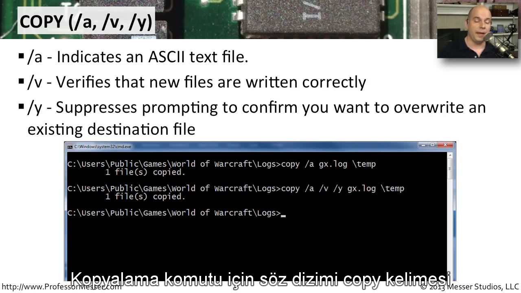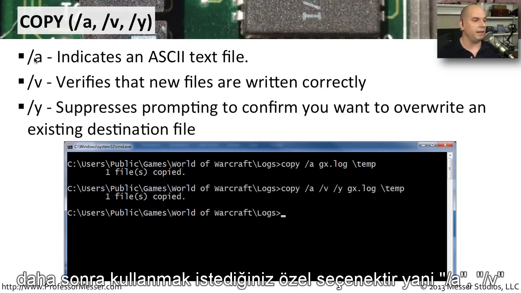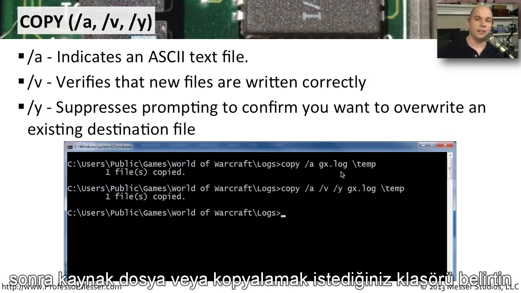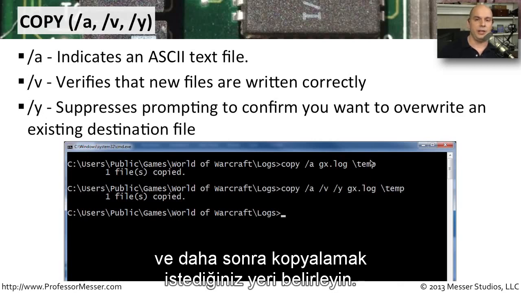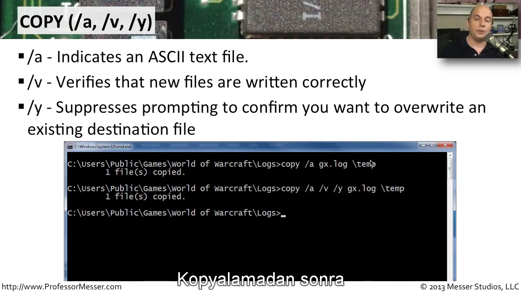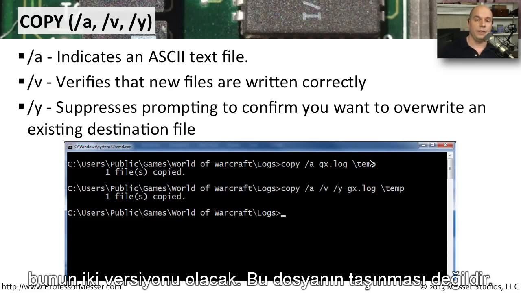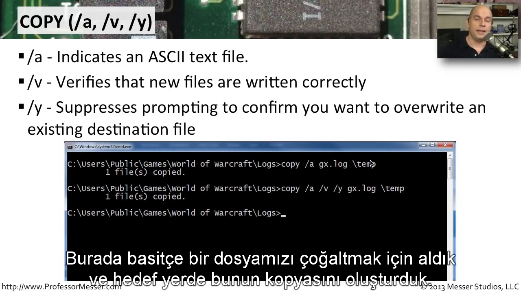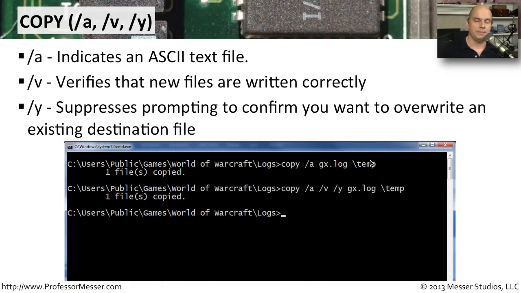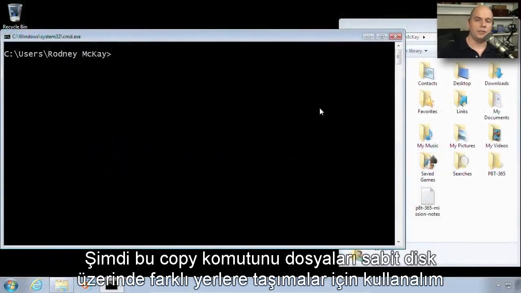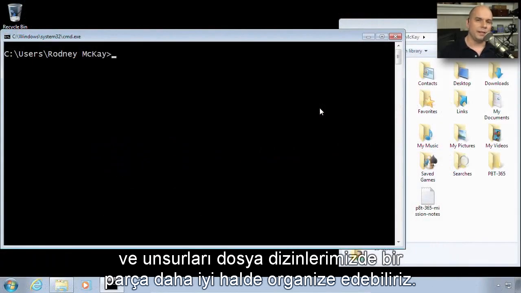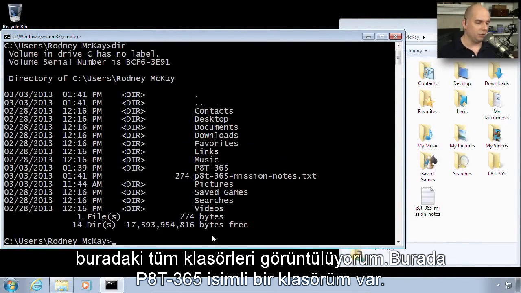The syntax for the copy command is to use the word copy, then specify the option you would like to use, the /a, the /v, or the /y, then specify the source file or folder that you would like to copy, and then specify the destination to where you'd like to copy it. Notice that after you copy it, there will now be two versions of that. You're not moving the file, you're simply taking one version of the file and creating a duplicate in that destination location. Let's use this copy command to move things around our hard drive and maybe organize things a little better in our file directories. I'm going to type dir so we can see all of those folders are there.